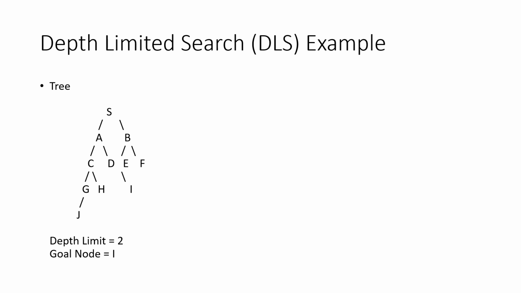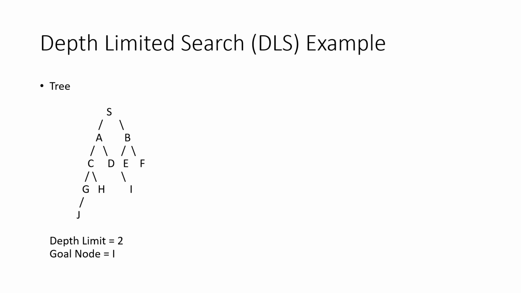So what levels are we having? We have 4 levels, from 0 up to 4. But the depth limit they have given is 2. 2 means we can go through level 0, level 1, and level 2. We have to wind up at level 2. But what is the goal node?